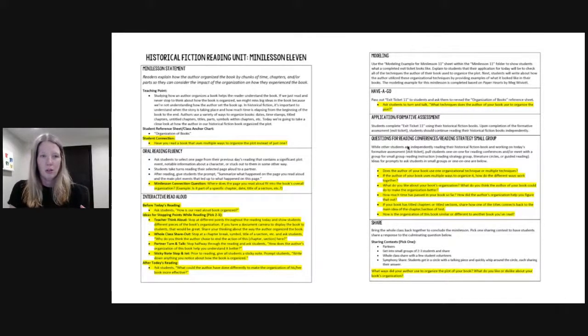So a student connection question for this particular mini lesson would be, have you read a book that uses multiple ways to organize the plot instead of just one? And get students to just think about that and connect to that.